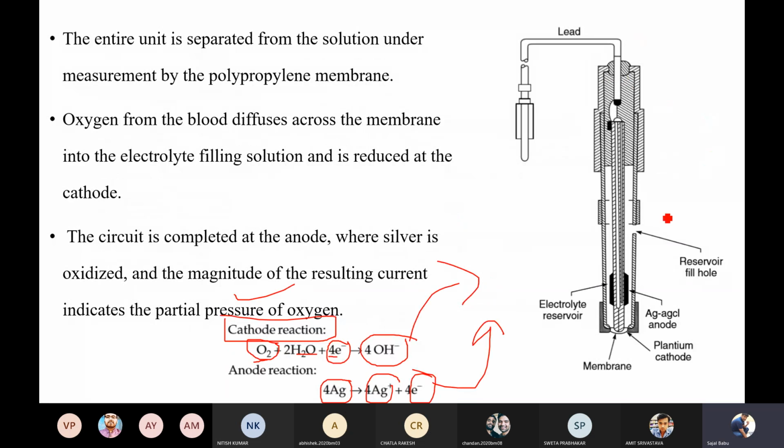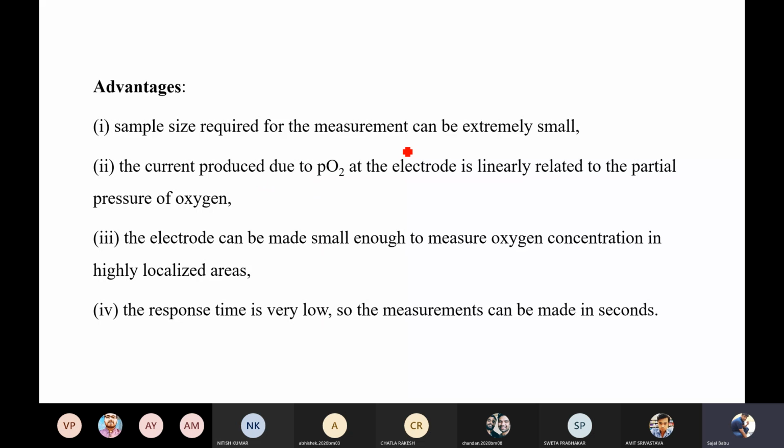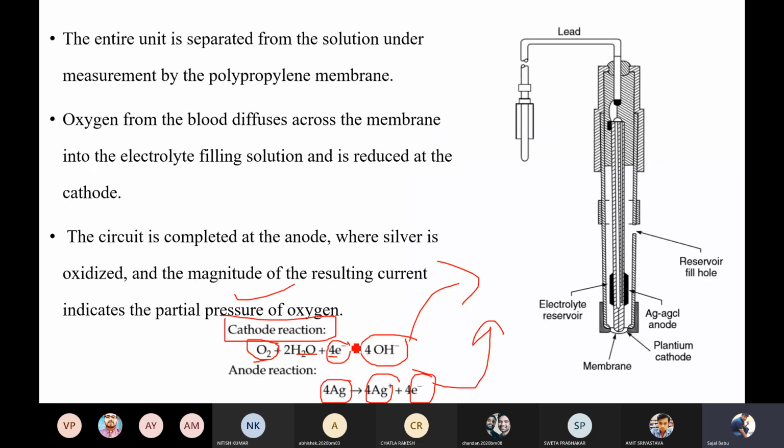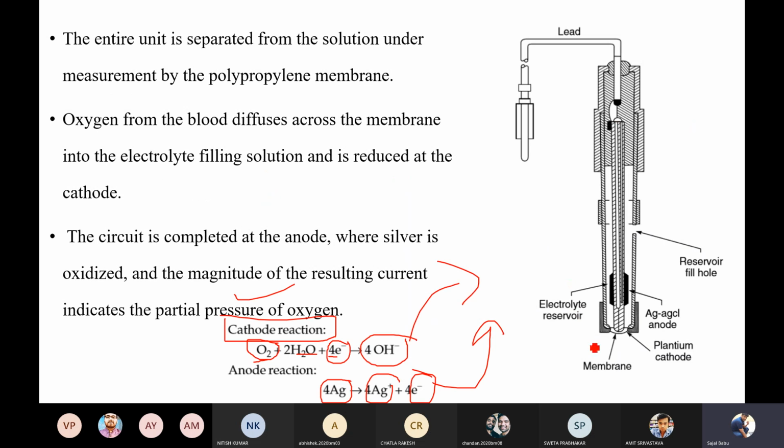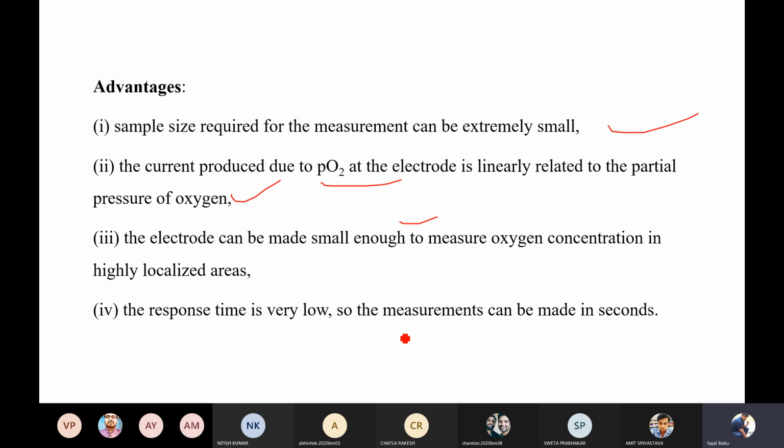So what is the advantage of this unit? It is very small in size, and the current produced due to PO2 is linearly related to oxygen. The current produced at the cathode or at the anode directly represents the PO2. The electrode is small enough to measure oxygen, and the response time is very low: when you introduce the blood, the electrons are immediately emitted, and according to the current you get the PO2 value. So the measurement takes only seconds. Within seconds the measurement will get done.